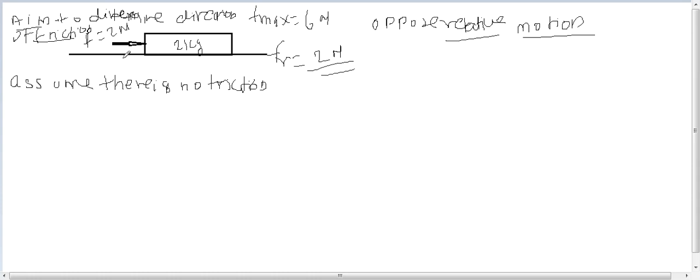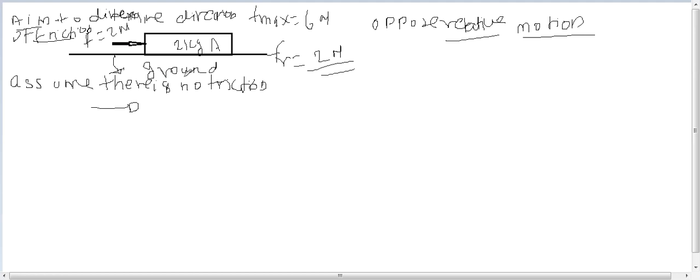If there is no friction and I apply a force of 2 Newton in this direction, what should be the motion of this block A? Of course this block will move in this direction. And what should be the direction of motion of this surface, the ground?